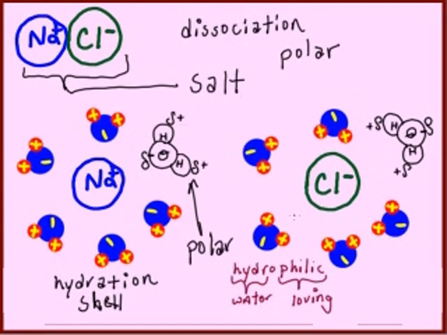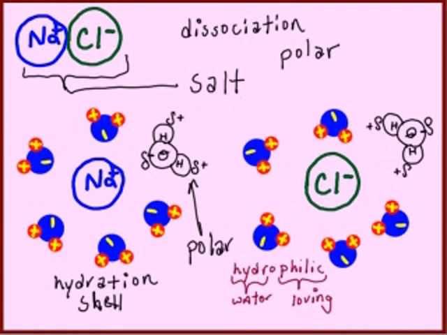Sugar can dissolve in water, so sugar would be hydrophilic. Let's see what else likes to dissolve in water. Something like alcohol. Alcohol can dissolve in water. It's hydrophilic. Something like vegetable oil. Vegetable oil does not dissolve in water, so it's not hydrophilic. And we'll learn later on the name or the label given to substances that don't dissolve in water.